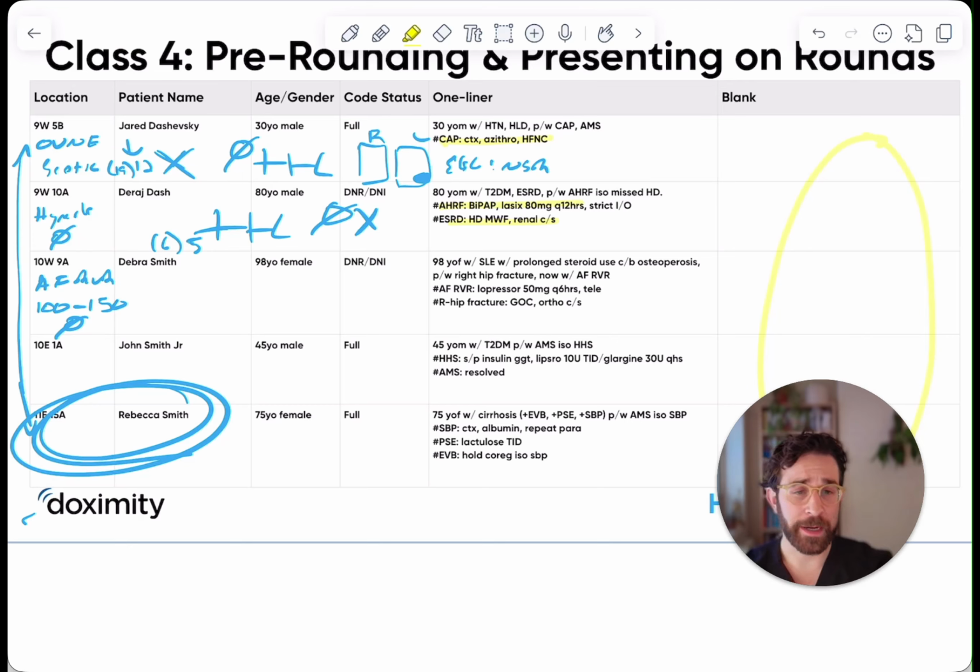But hypothetically, let's say you saw Jared Dashevsky in his room on 9 West 5B, noticed that he wasn't looking too good, and you want to know which antibiotics to broaden him to, right? And your senior resident isn't there, so you're on your own. What can you do? Well, you can open up Doximity Ask and quickly see what antibiotics would be recommended to broaden to. So let me show you.